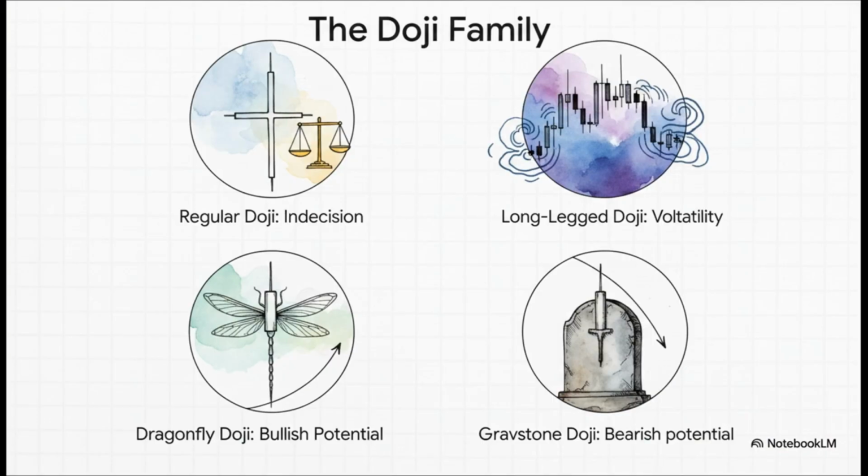Now, the doji actually has a whole family. But don't worry, you don't need to memorize all of them. Just notice how their names give you a hint. The gravestone doji with that long wick pointing up looks like a gravestone for an uptrend. And the dragonfly doji kind of looks like it's ready to fly up. But no matter what they look like, they all tell the same basic story. The trend is running out of gas.